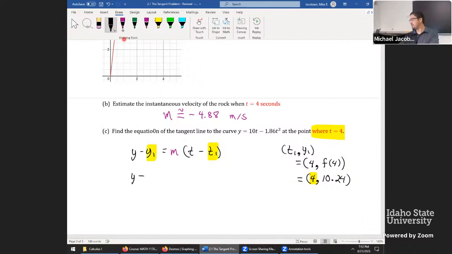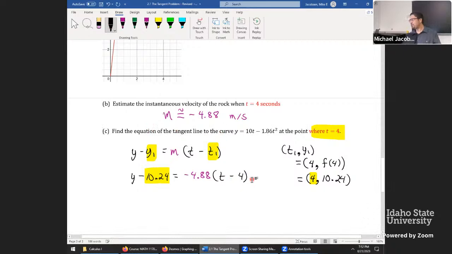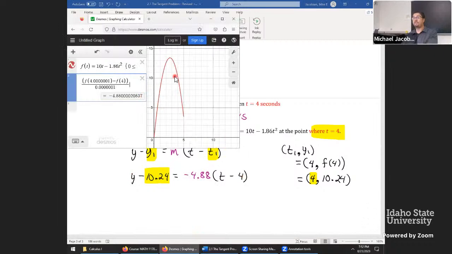And we get y minus, the y1 is going to be 10.24. Slope m, we have at negative 4.88. Then lastly, t minus 4. So that's our equation. If you stopped right here on getting your equation for the tangent line, I'm not too worried about that. The trouble with it is it's just not super helpful. There's a lot of computation to get to this point. And what I want to do is plot this line right here to see if it even makes sense in our picture for the graph.